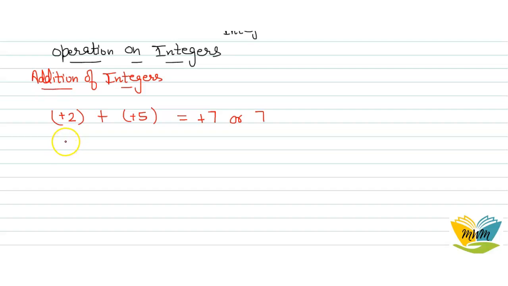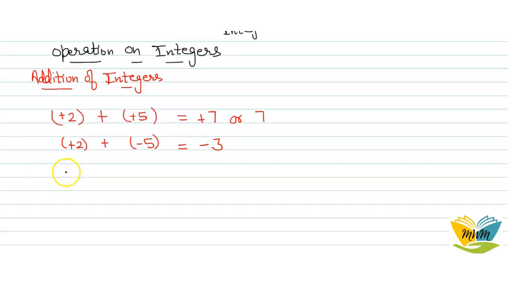Now again, if we want to add one positive number with one negative number, that means if we want to add +2 and -5, plus and minus, you have to learn this: plus and plus is plus, and plus and minus will become minus. When we subtract 2 and 5 we get 3, and the greater integer, which is 5, is of negative sign, so we will put a minus symbol with 3.